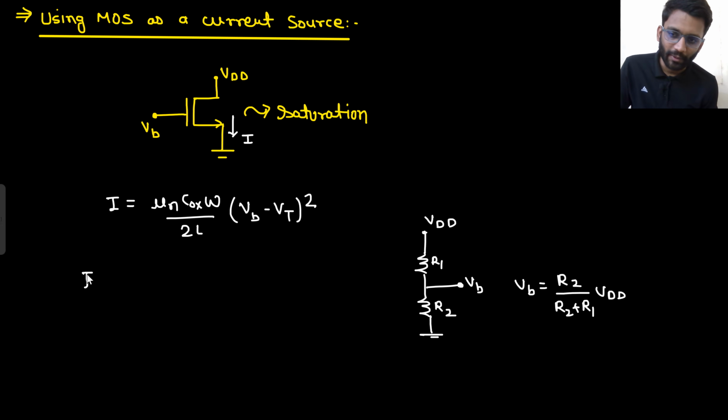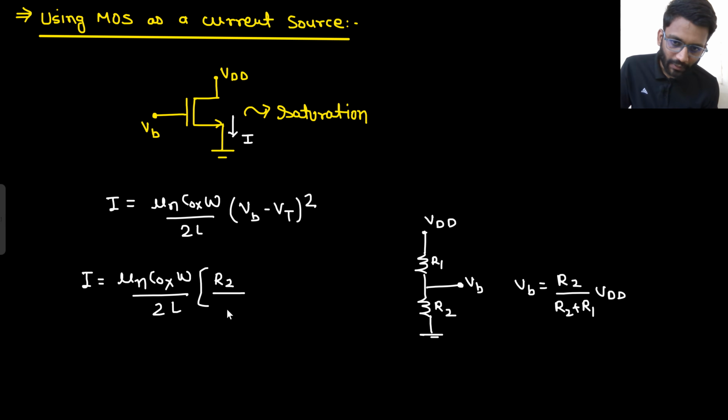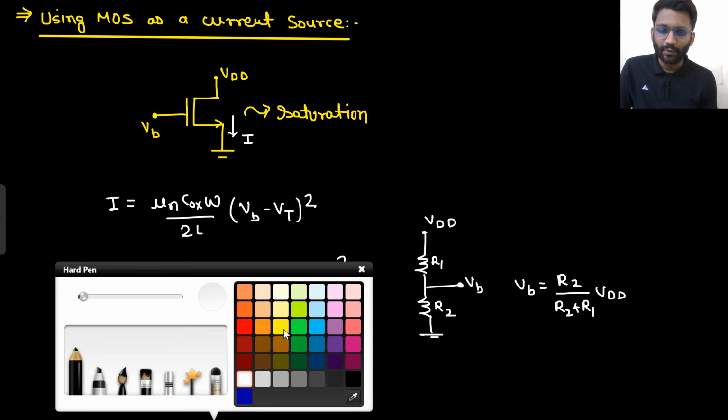So basically your I would have been mu n Cox W by 2L times (R2 upon R2 plus R1 into VDD minus Vt) whole square. What do you see here?